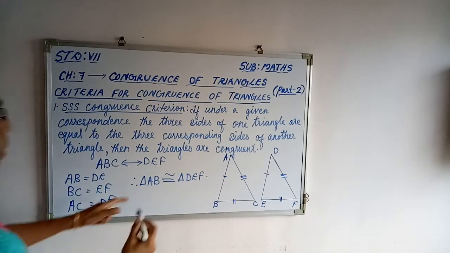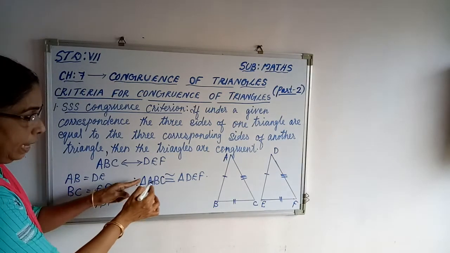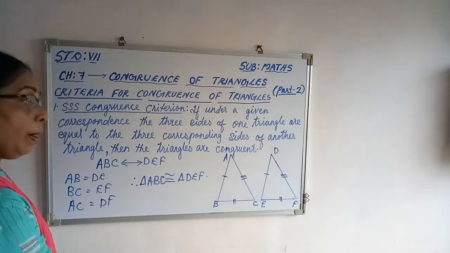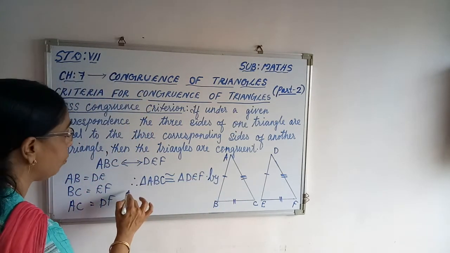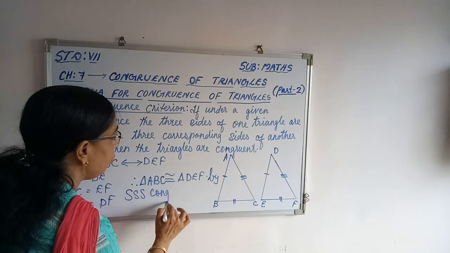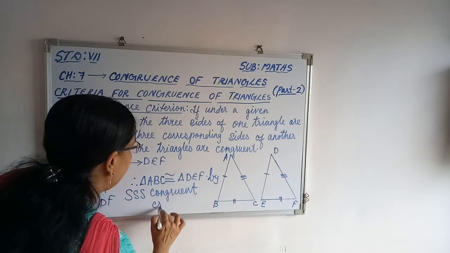Listen here, I have written only AB here. ABC. Okay, correct it. Triangle ABC is congruent to triangle DEF. By that, you also have to write by which congruence criterion. By SSS congruence criterion, or rule we can say.